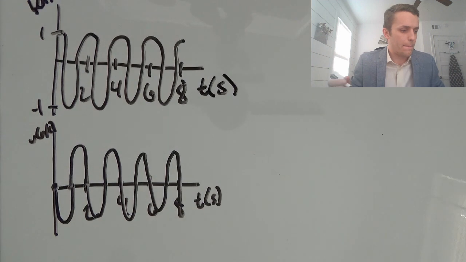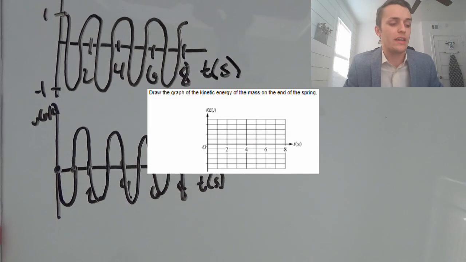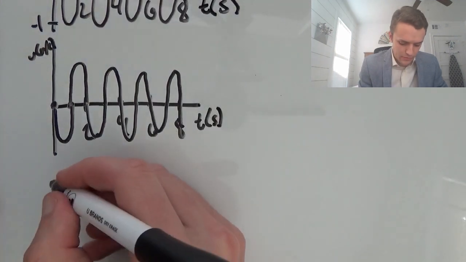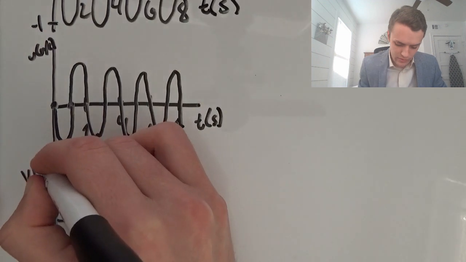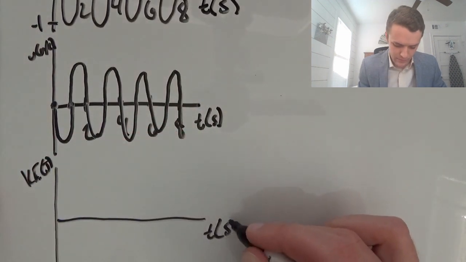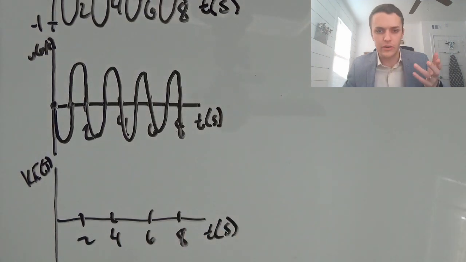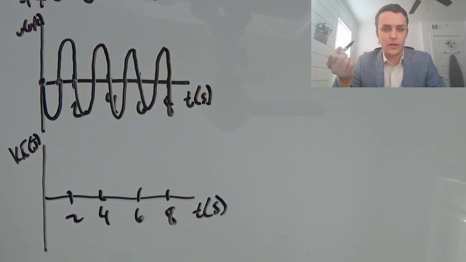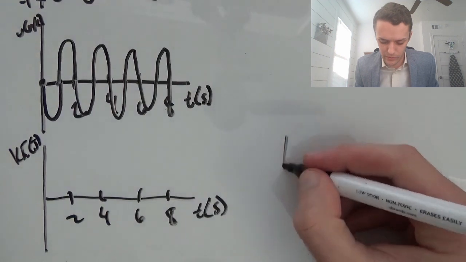Lovely. Our next problem, or part of the problem, is for us to draw the kinetic energy of the mass on the end of the spring. So I need another graph here, but for kinetic energy, which is measured in joules, by time: 2, 4, 6, 8. So kinetic energy, the energy of motion. Kinetic energy is a function of velocity, right? The way we calculate it, I'll write the formula over here on the side.